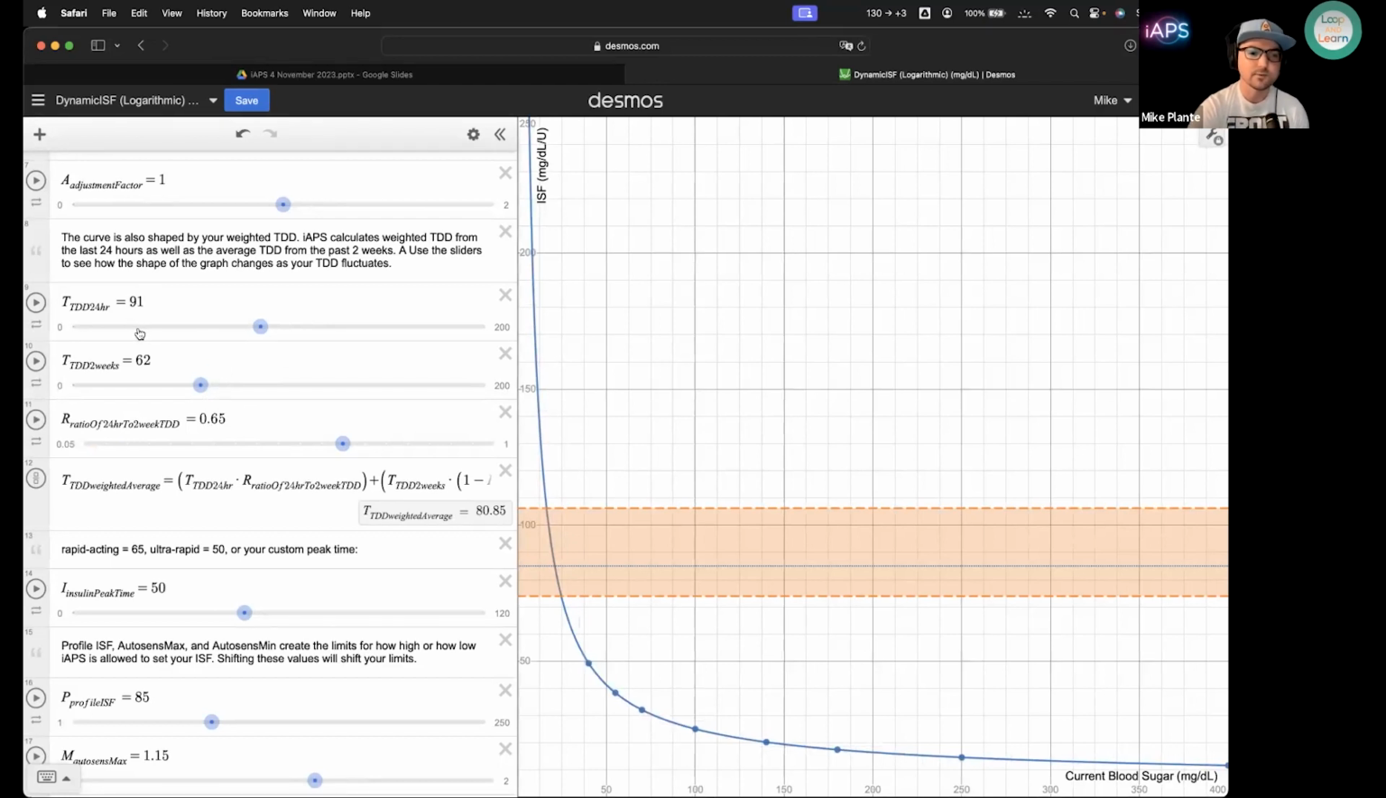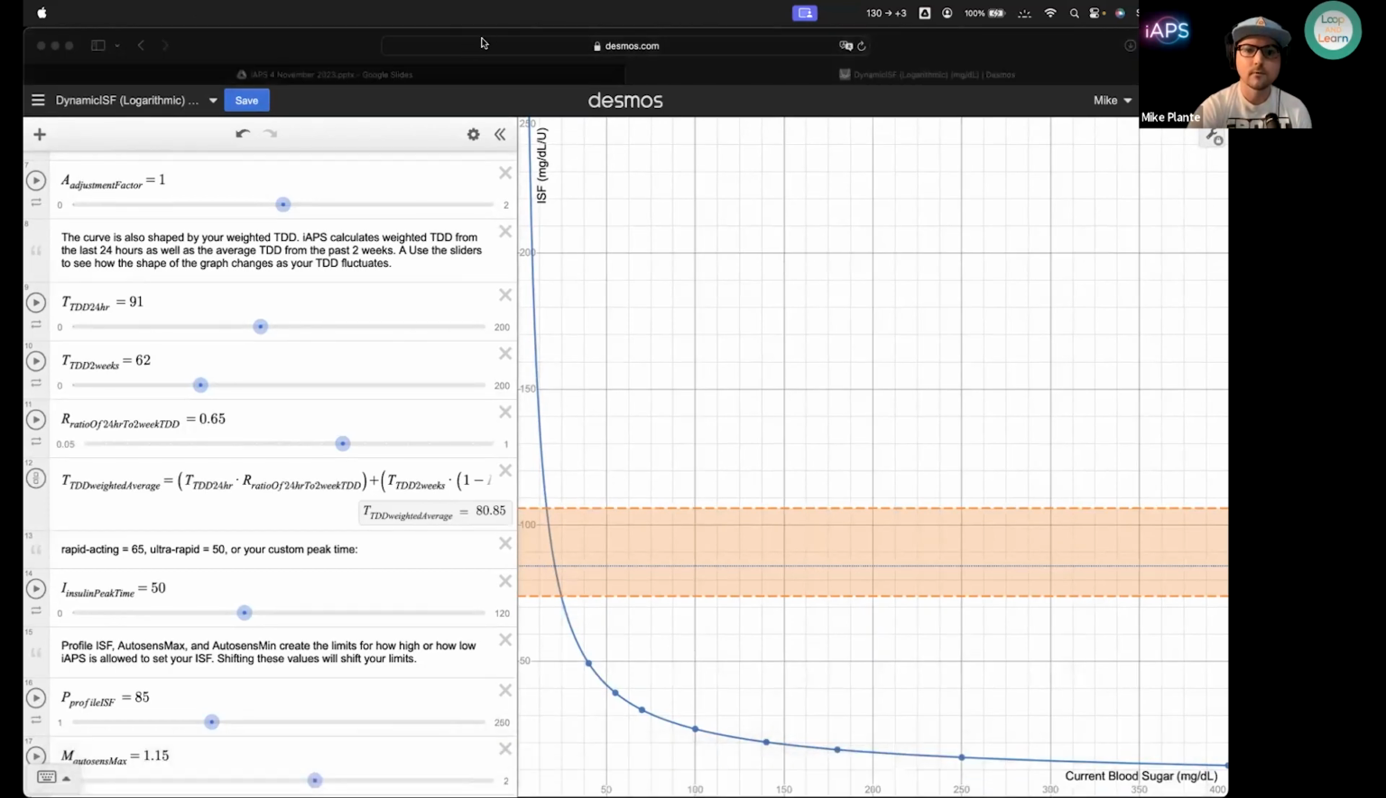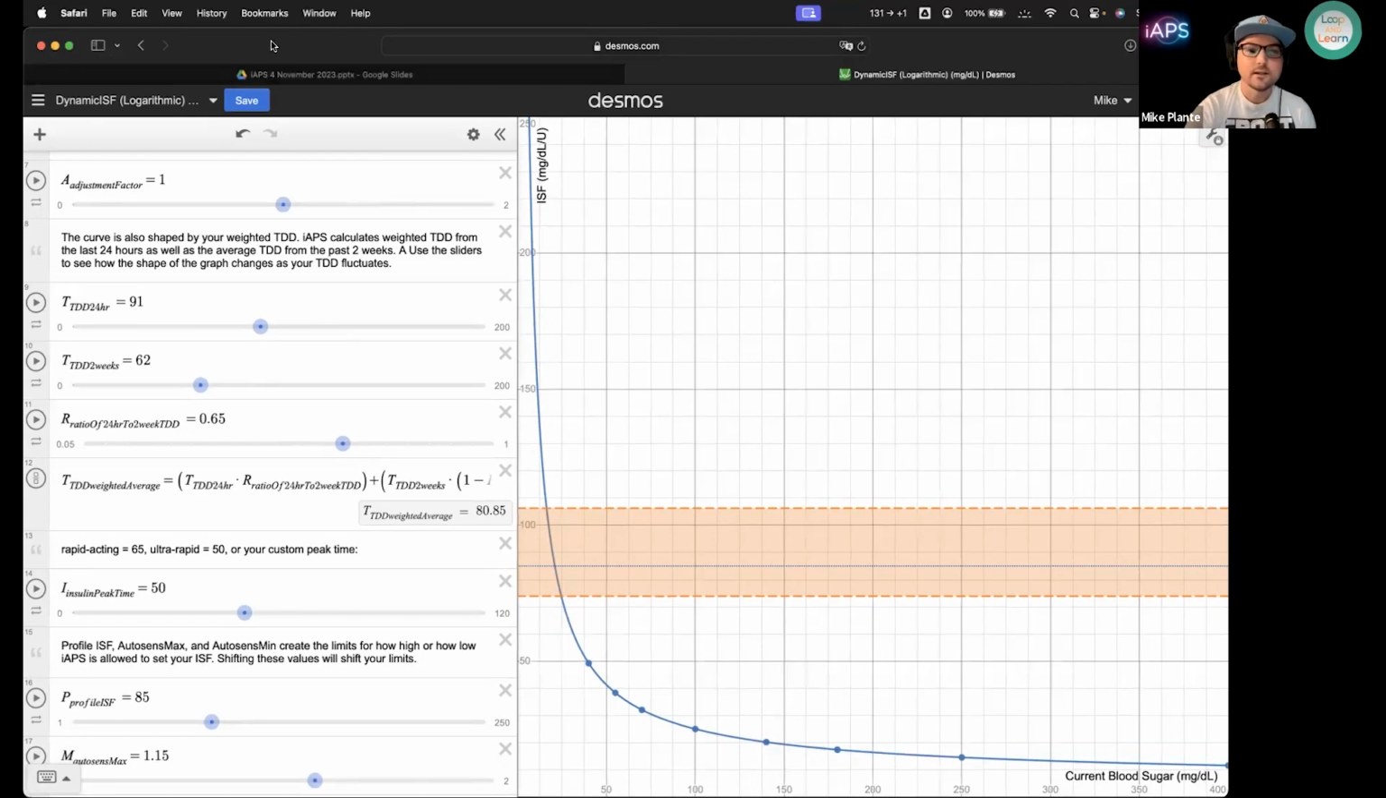And that kind of weighs it a little bit, so that if your last 24 hours you're using more insulin, it's going to make your ISF stronger, so that you're going to get a little more insulin, but it's not going to drastically increase it way more than your usual. Any other questions before I move on to Sigmoid? All right.